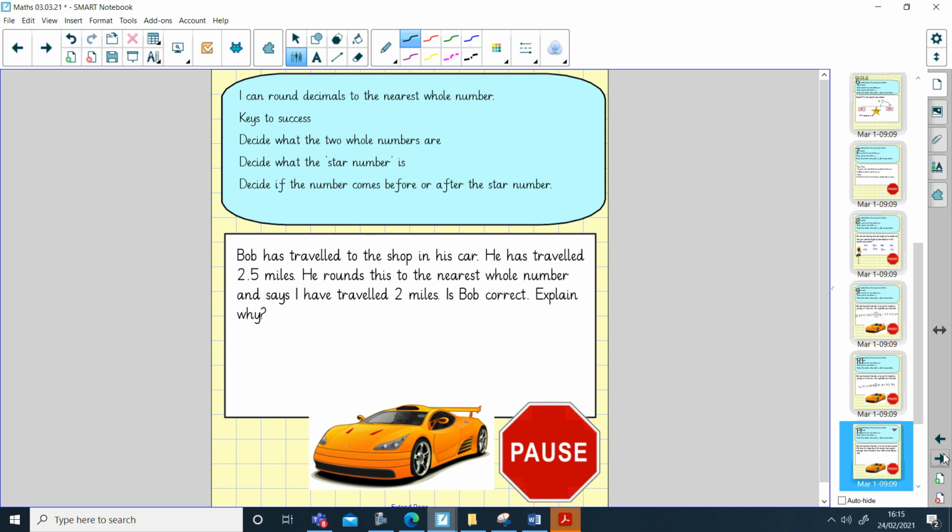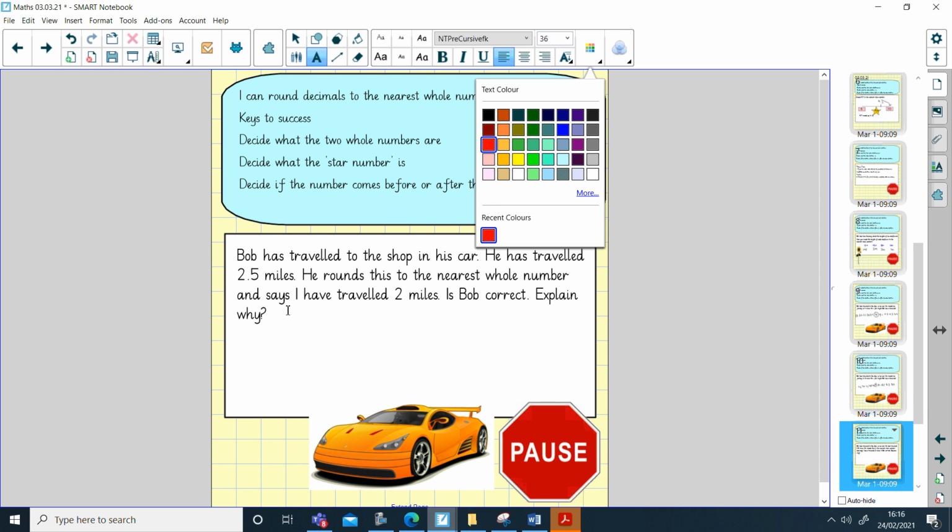Okay, this time Bob has travelled to the shop in his car. He has travelled 2.5 miles. He rounds this to the nearest whole number and says, I have travelled 2 miles. Is Bob correct? Explain why. So pause the video for me and have a think about what Bob has done and whether he's correct. And then come back to me and I'll share the answer.